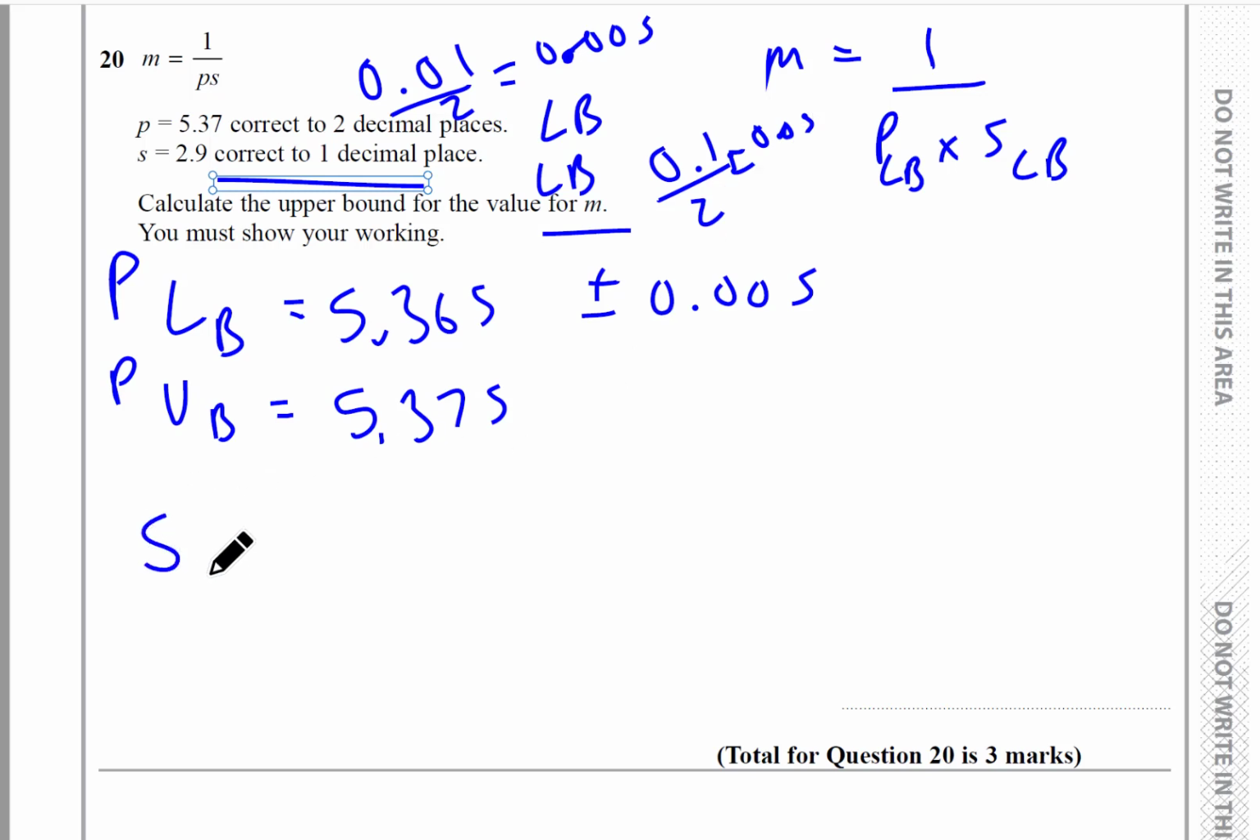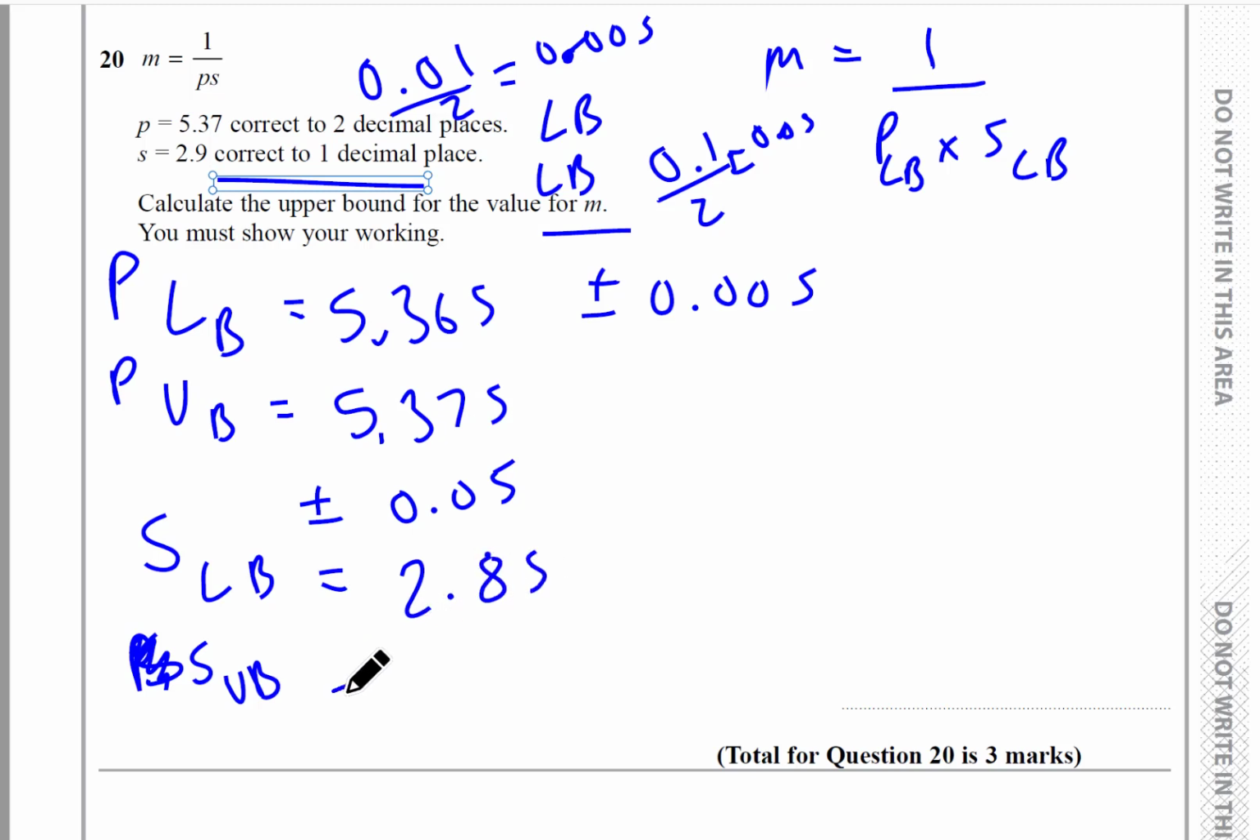So let's write that here. S upper bound, so we're going to plus minus 0.05 to find that, because this will get you some method marks guaranteed, just in case you make a mistake at the end. So the lower bound is 2.85, and the upper bound is 2.95. We've got that working out here.